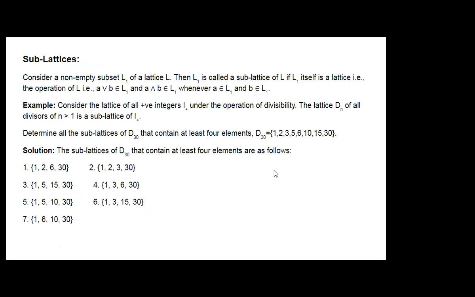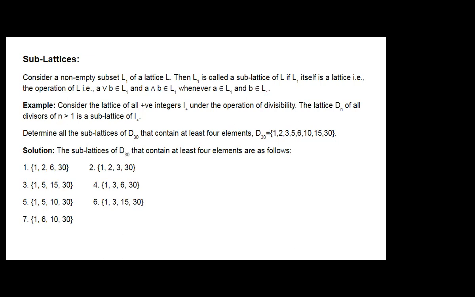Then here comes the concept of sublattices. This we have seen, I think. Consider a non-empty subset L1 of a lattice L. Then L1 is called a sublattice of L if L1 itself is a lattice. L1 should also be a lattice to be the sublattice of L.